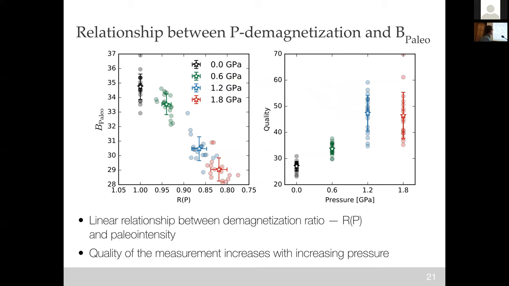Interestingly, with increasing pressure, we are also decreasing the standard deviation of the best fit slope, meaning that we increase the quality of the data, which has possibly two implications. One, sometimes you'll do paleointensity on a meteorite and think, this is a really nice array plot, even though it might just be because it's been pressure demagnetized. So you might overestimate the quality of your data.